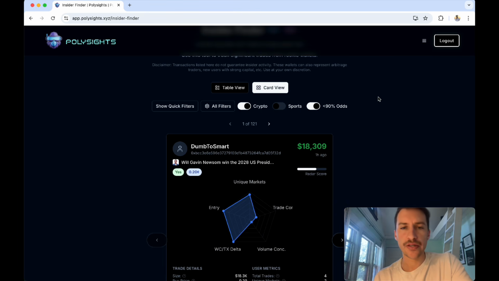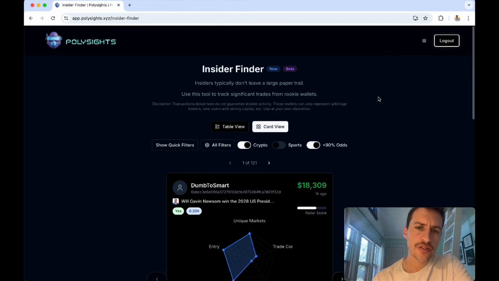Now let's talk about Polysights. Super cool tool that essentially can get you insiders across any Polymarket. There are a few settings though that I think are going to give you just a bigger edge, and I wanted to reveal them. So a few things.